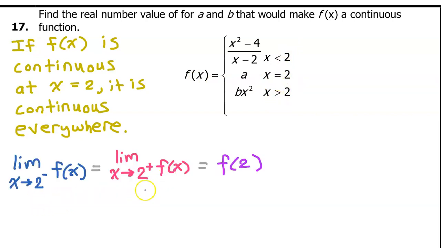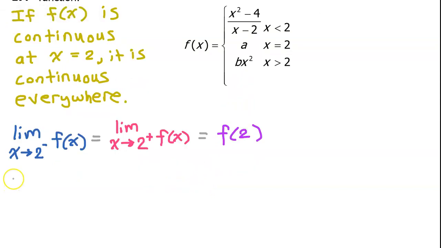According to the definition of continuity, f of x will only be continuous at 2 if the limit as x approaches 2 from the left is equal to the limit as x approaches 2 from the right, which in turn equals the value of f at 2. So let's find an expression for each one of these, and then we can set any of them equal to the other to solve for a and b.